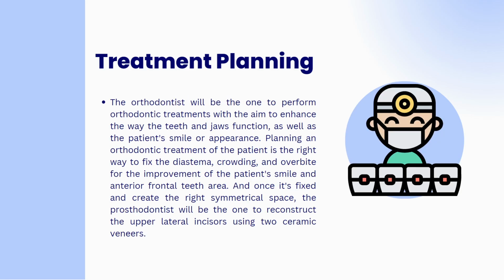The orthodontist will be the one to perform orthodontic treatments with the aim to enhance the way the teeth and jaws function as well as the patient's smile or appearance. Planning an orthodontic treatment of the patient is the right way to fix the diastema, crowding, and overbite for the improvement of the patient's smile and anterior frontal teeth area. Once it is fixed and the right symmetrical space is created, the prosthodontist will be the one to reconstruct the upper lateral incisors using two ceramic veneers.